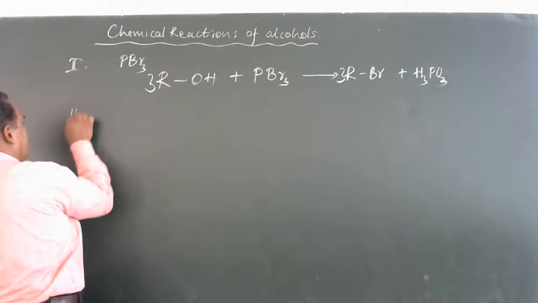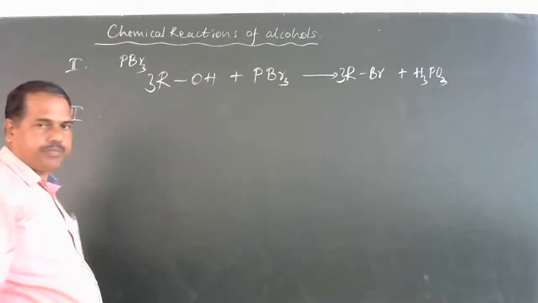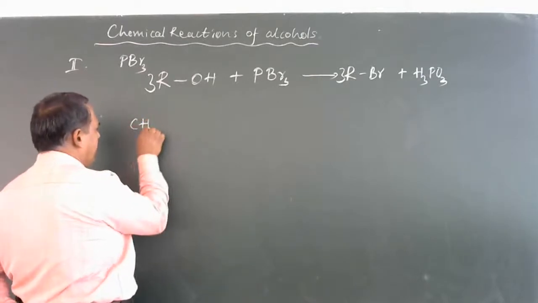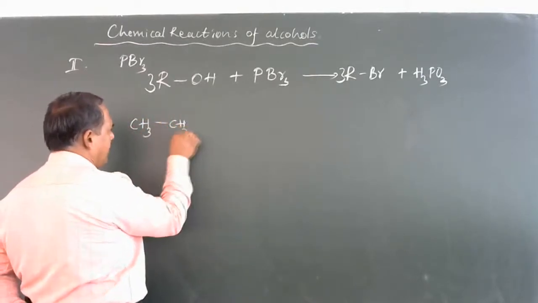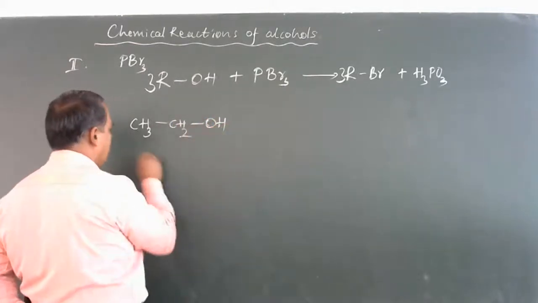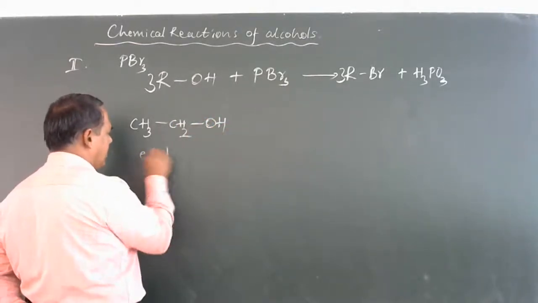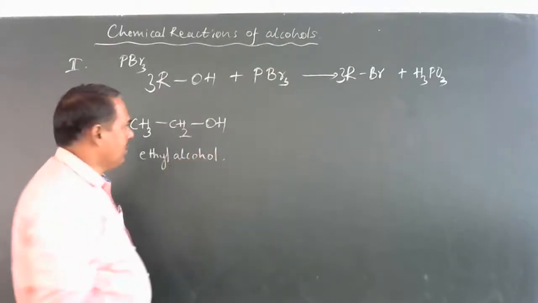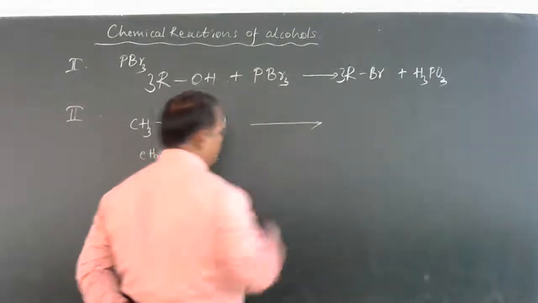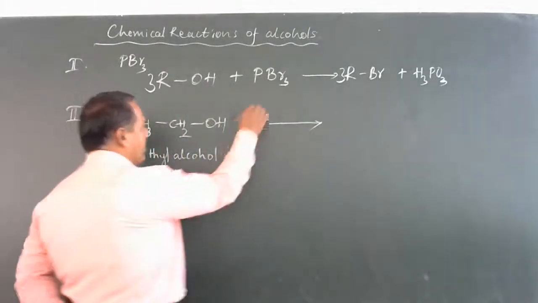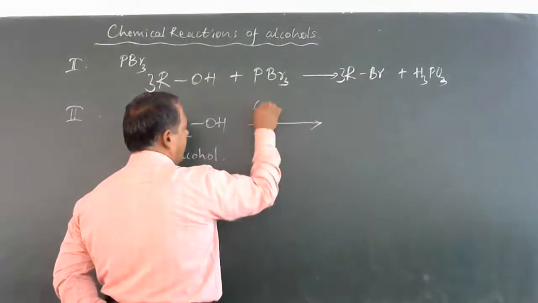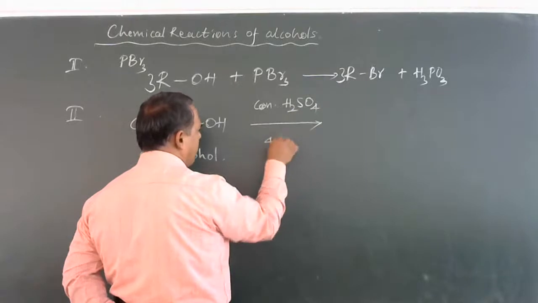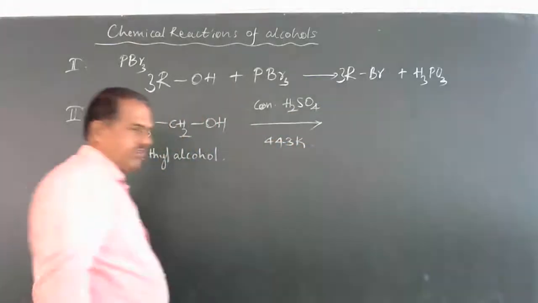Then we shall study the dehydration reaction, which is called dehydration. See, alcohol, particularly I am going to write an example, CH3CH2OH, which is nothing but ethyl alcohol. See, when it is treated with concentrated H2SO4, at particularly nearly 443 Kelvin temperature.